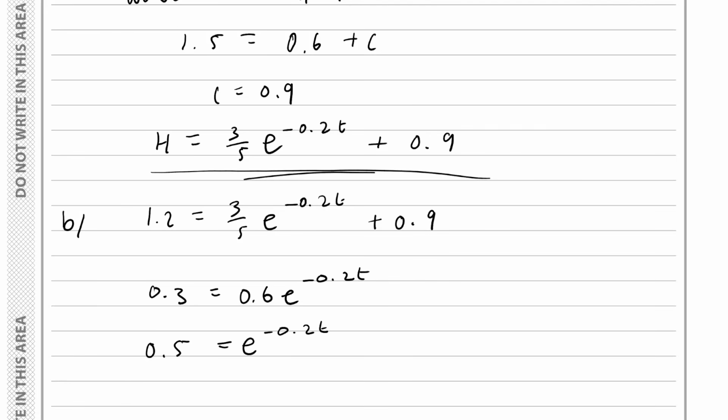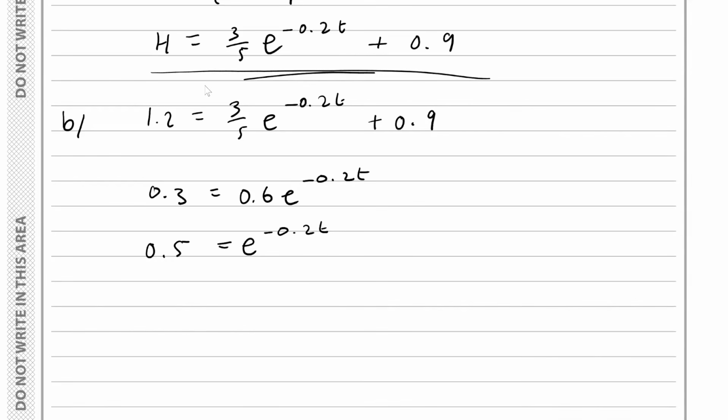And to get rid of an e, we do the opposite. The inverse of e is our ln, our natural log. So ln 0.5 equals negative 0.2t. Divide both sides by negative 0.2, or times both sides by negative 5, however you want to think of that. So negative 5 ln 0.5 equals t.